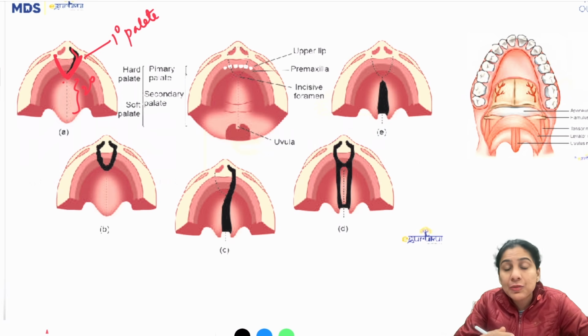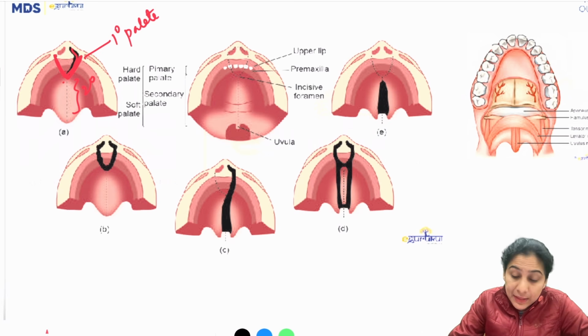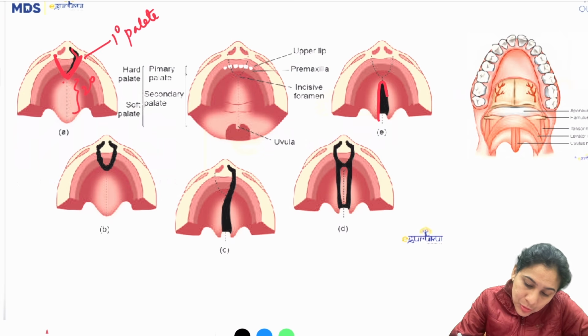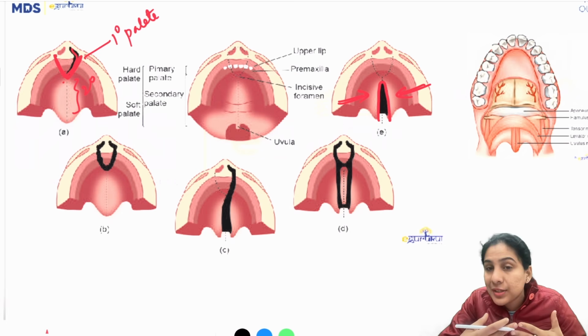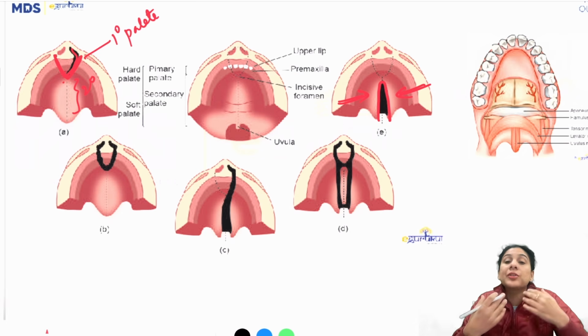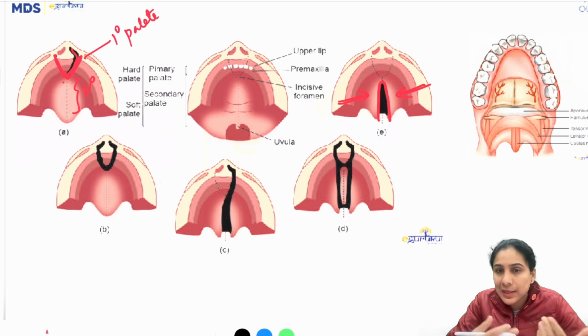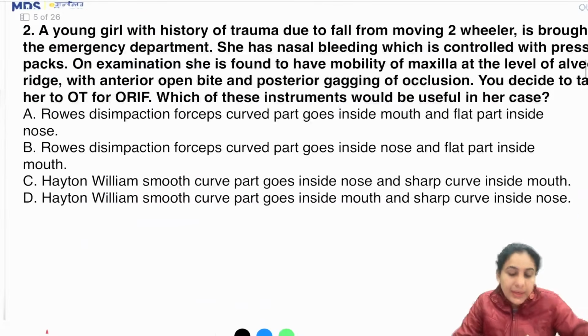Whereas the cleft of the secondary palate can start from the back also. The palatine shelves, which fuse from left to right, are unable to fuse. So it can be just the soft palate, or the soft with the hard palate. Like that. Second question.